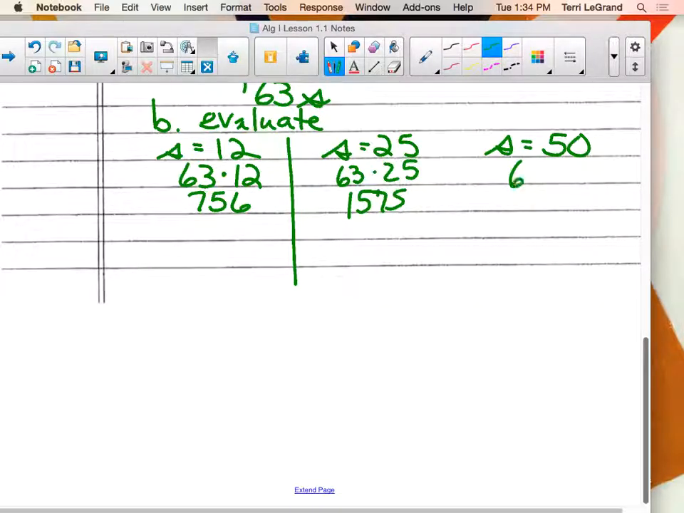And now I need to take 63 times 50. Well, I'm not going to work very hard because I know I just have to double it. So that's going to be 3,150. Am I right? Check me out. Don't trust me. I can't be trusted. Is 63 times 50, 3,150, yes or no? Yes.